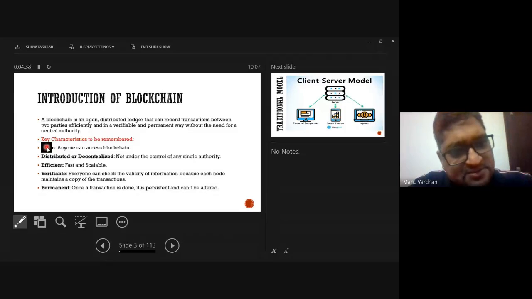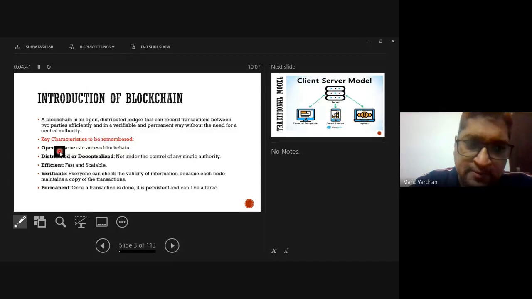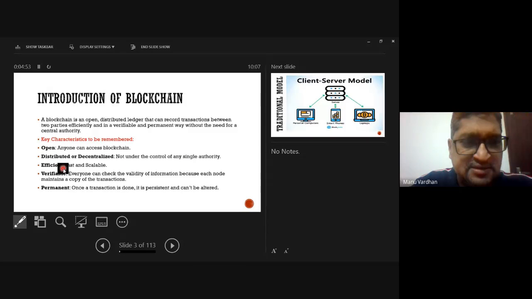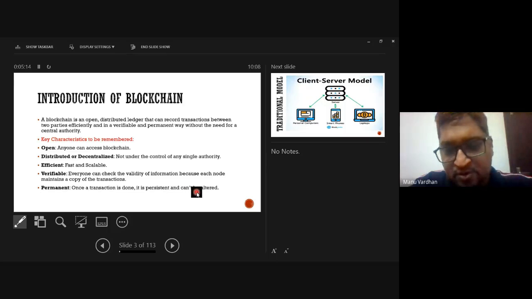There are a few characteristics that need to be remembered. First one is open, so anyone can access the blockchain. Next is distributed or decentralized, so not under the control of a single authority. It is efficient, which means that it is fast and can be scaled as per the user requirement. Verifiable: everyone can check the validity of information because each node maintains a copy of the transaction. So we can verify the transaction over the blockchain. And it is permanent. Once the transaction is done, it is persistent and can't be altered.